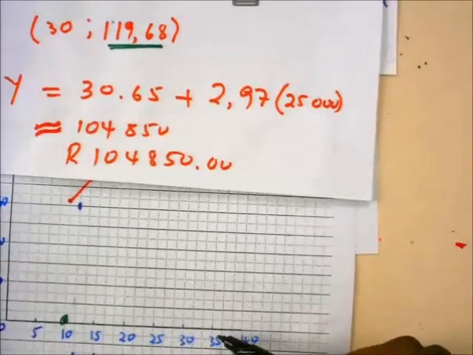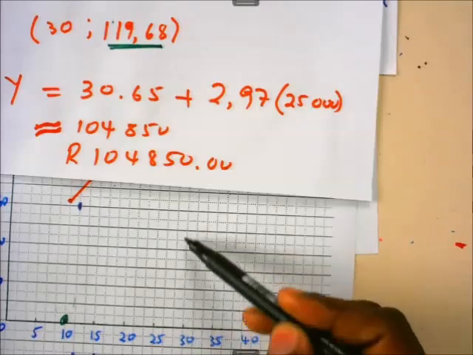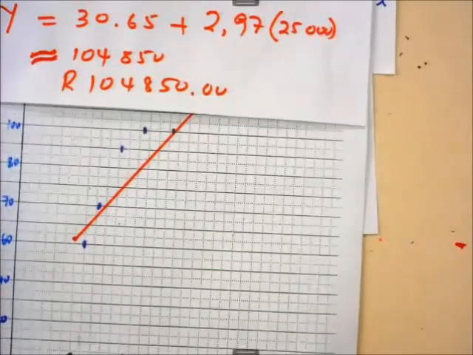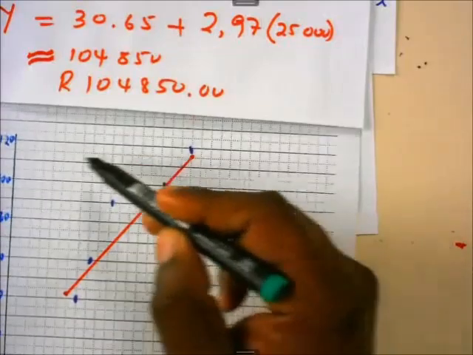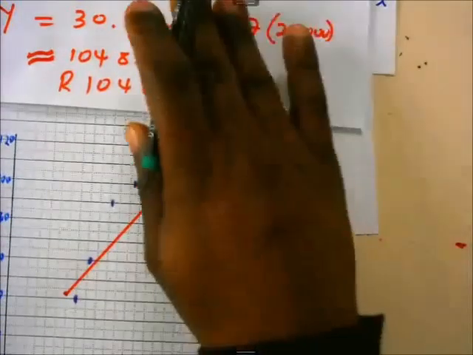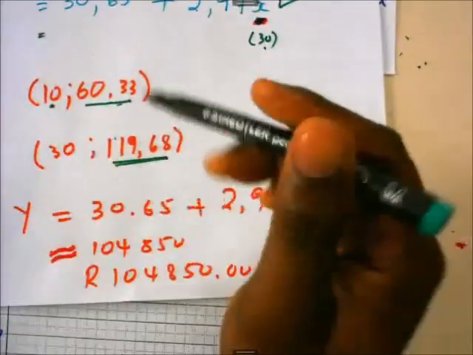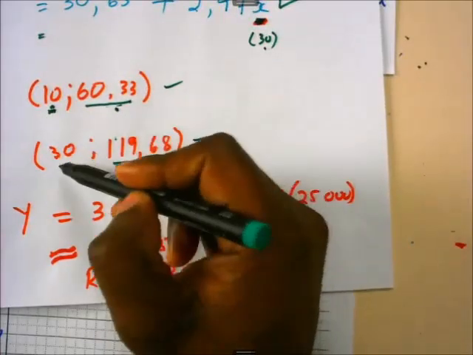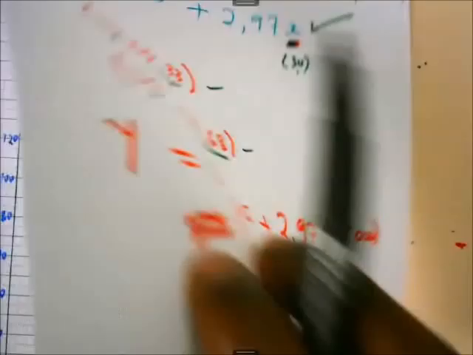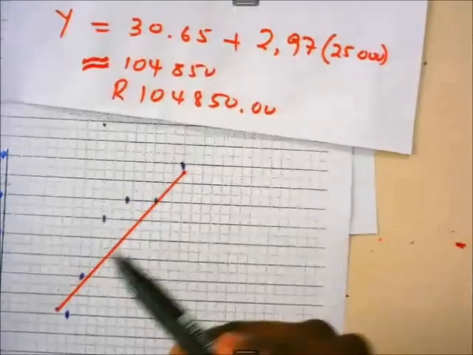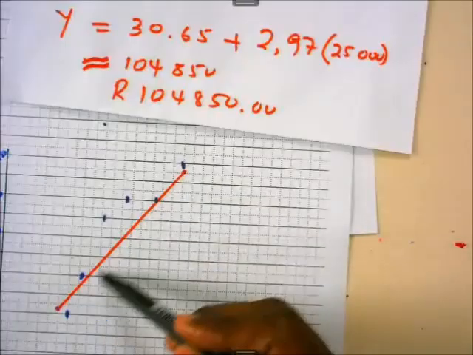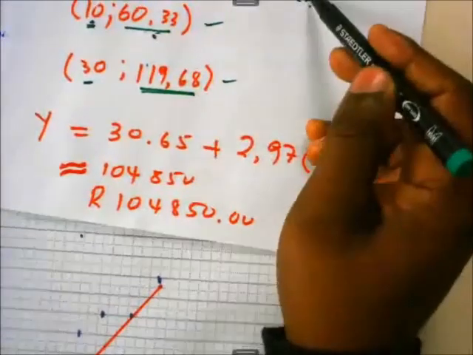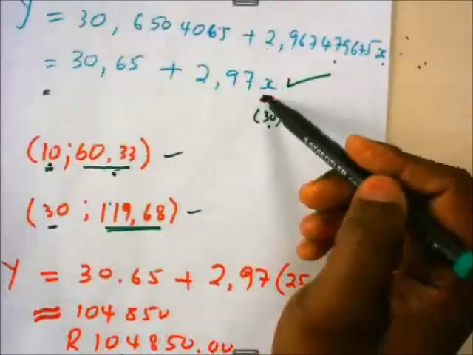But when we substitute 30, for instance, we had 119.68. There it is. 30 went with the 119 for y. These are the 2 points. We calculated them with the calculator. 10, 60.33. 30, 119.68. Then with the 2 points, you draw the line through them. That you have substituted in the equation for the value of x.